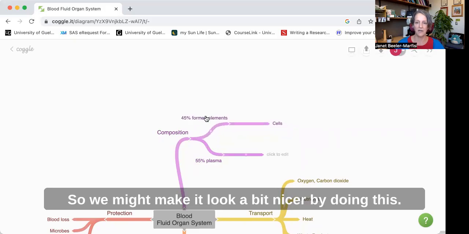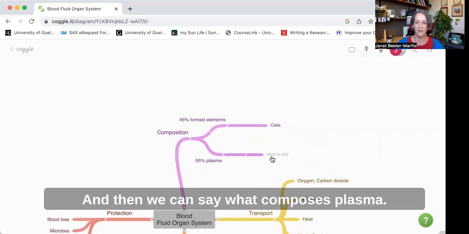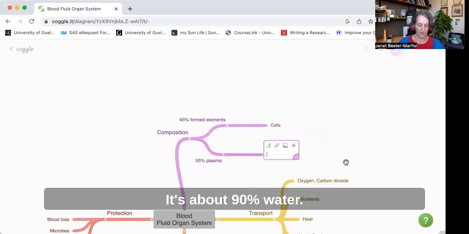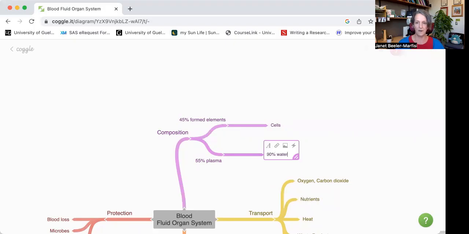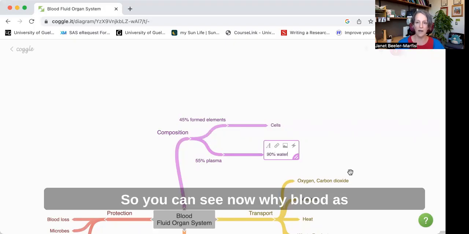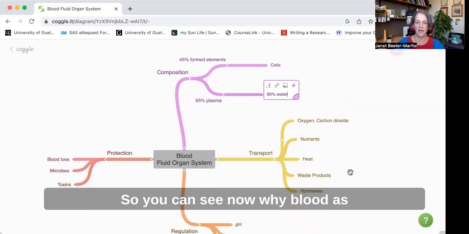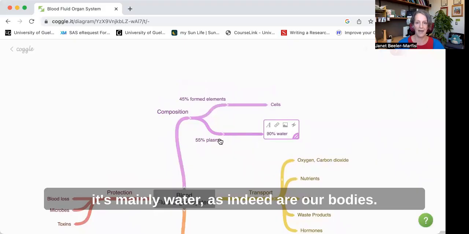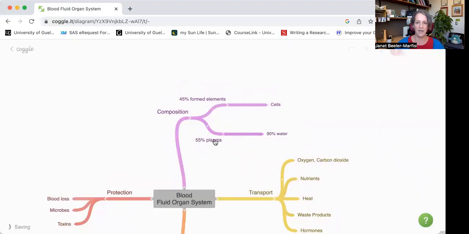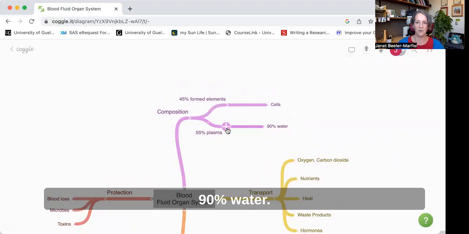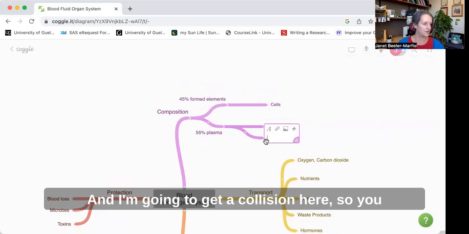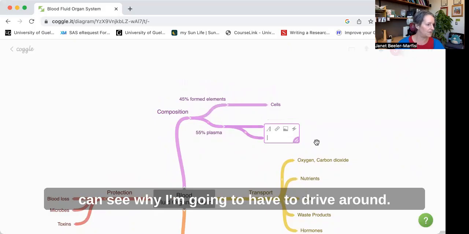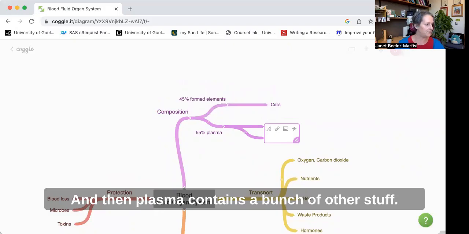So we might make it look a bit nicer by doing this. And then we can say what composes plasma. It's about 90% water. So you can see now why blood as an organ system is responsible for hydration, because it's mainly water, as indeed are our bodies. 90% water, and I'm going to get a collision here so you can see why I'm going to have to drive around. And then plasma contains a bunch of other stuff.